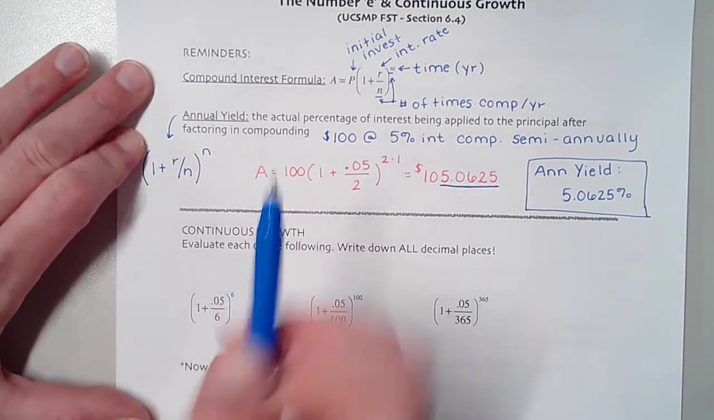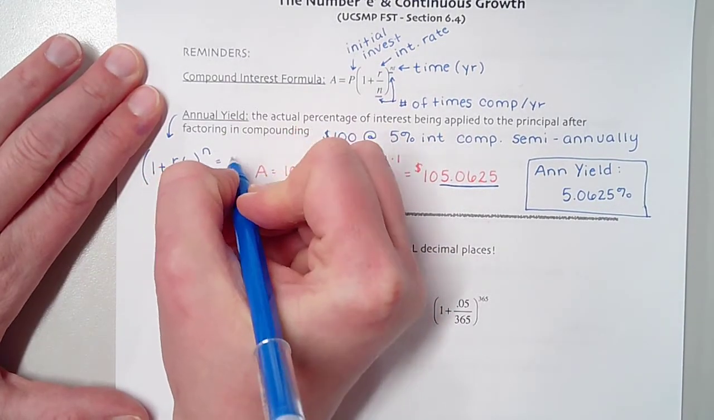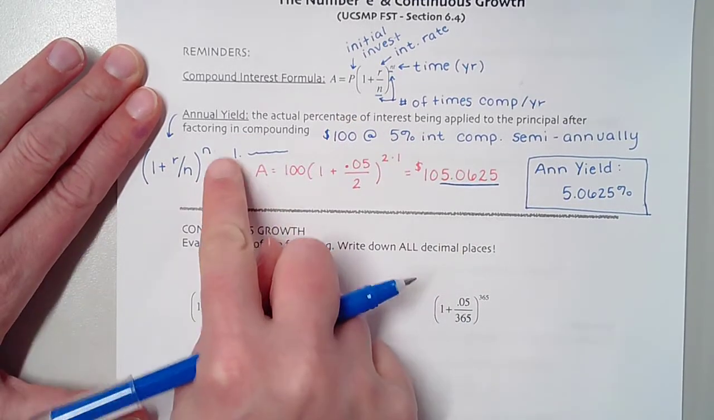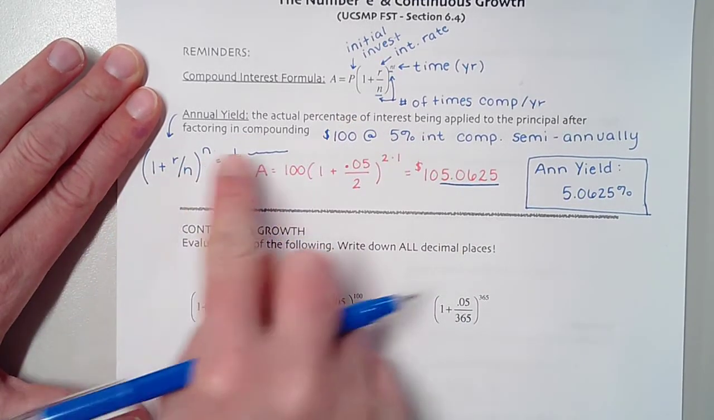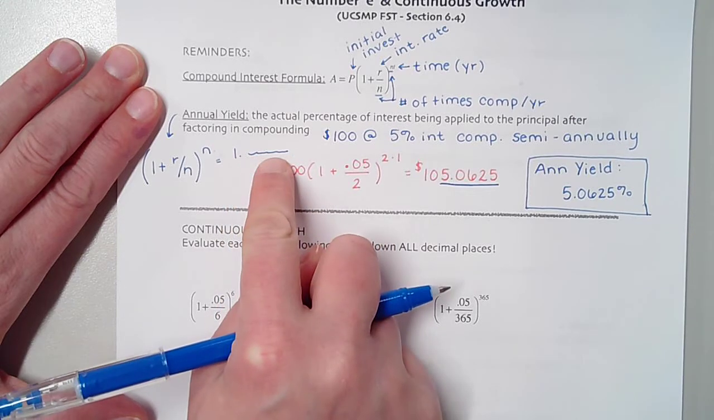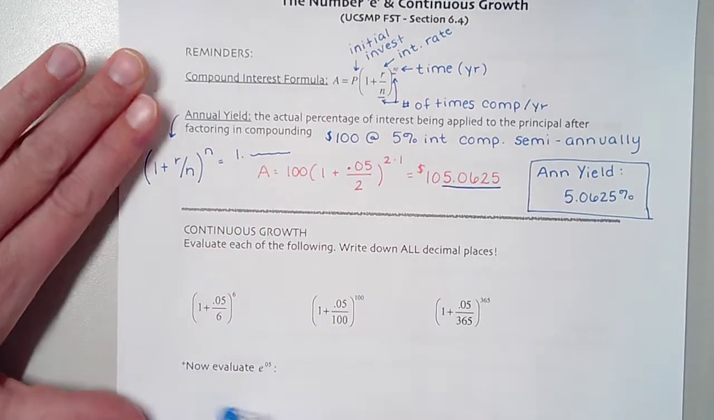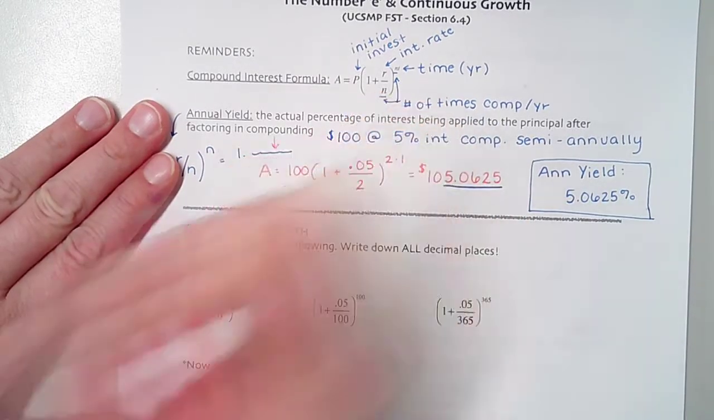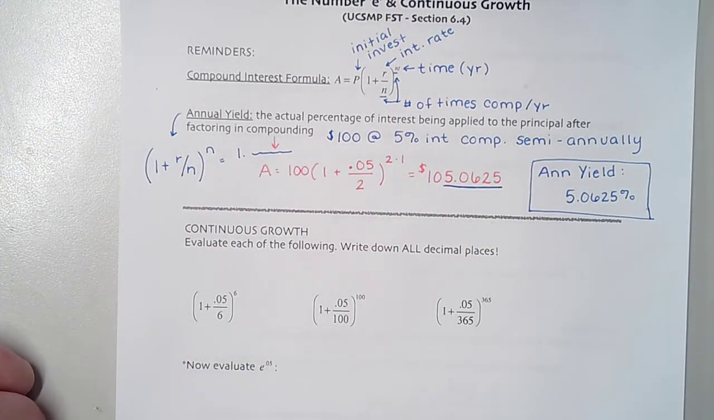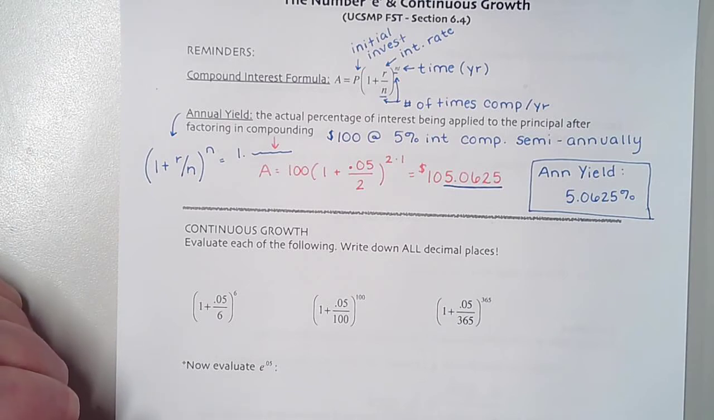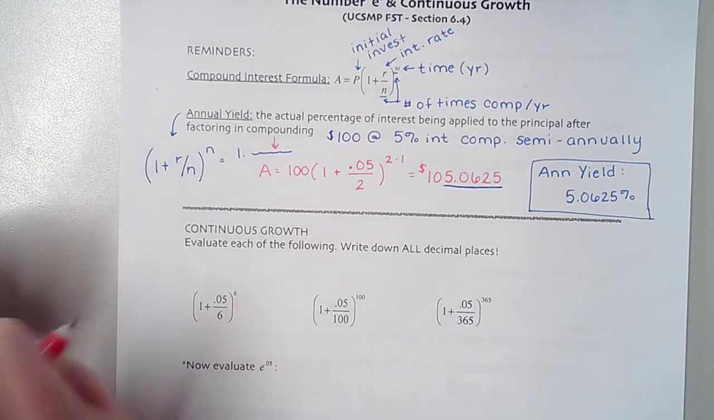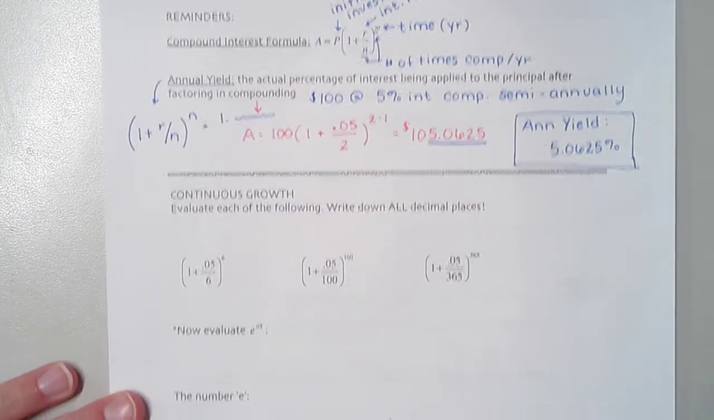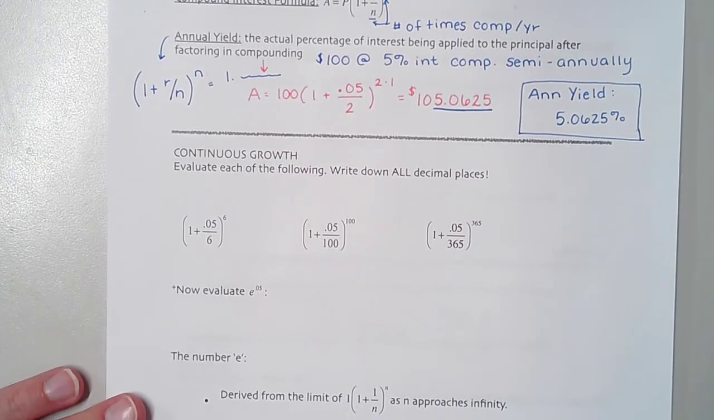When I do this calculation, I'm going to get something like 1 point blah, blah, blah, blah. That 1 comes from here, and so the blah, blah, blah, blah is what my annual yield actually is. So whatever comes after that decimal point represents my annual yield. I know that sounds confusing right now, and when we go through and do some examples, we'll talk about that. But let's start looking at what it means to have continuous growth.